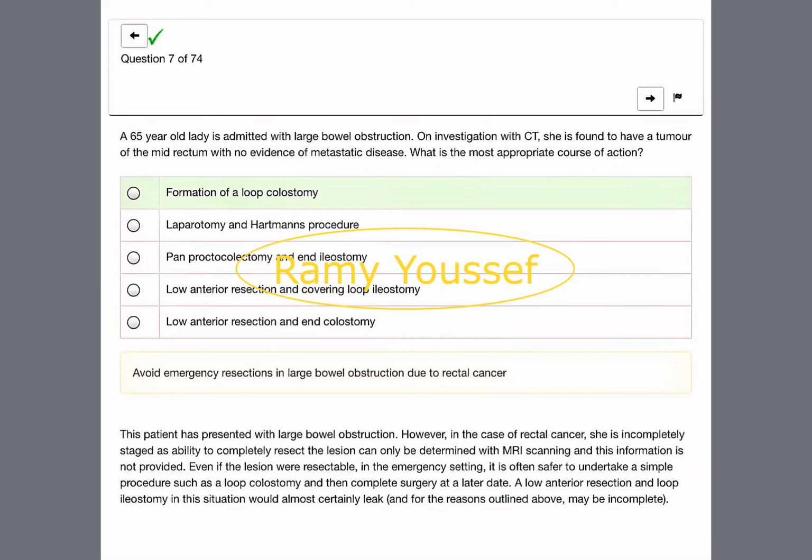As there is a left-sided obstruction, we will deal with it by going for a loop colostomy to relieve the obstruction. Then we go for the definite diagnosis with MRI, and then we go for the definite surgery. Okay.